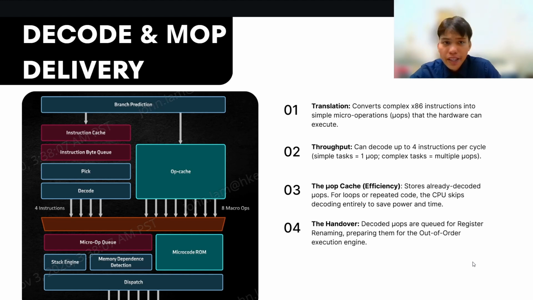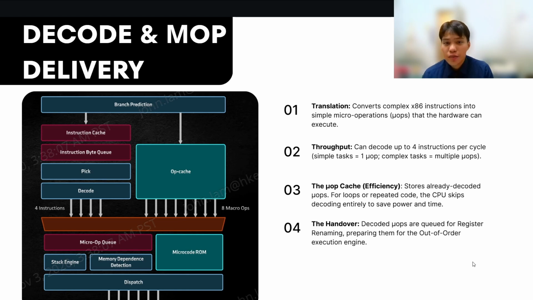We are still in the front end. After the data has been received, it must be translated. It converts complex x86 instructions into simple micro-operations, or micro-ops, that the hardware can execute. The throughput can decode up to 4 instructions per cycle. A simple task equals 1 micro-op. A complex task equals multiple micro-ops.